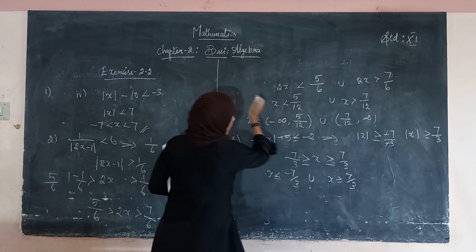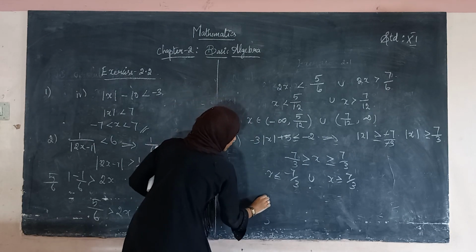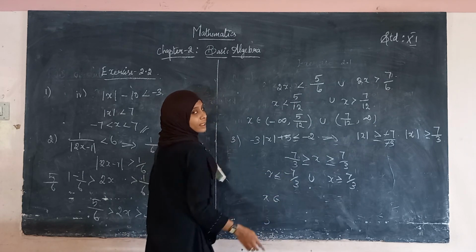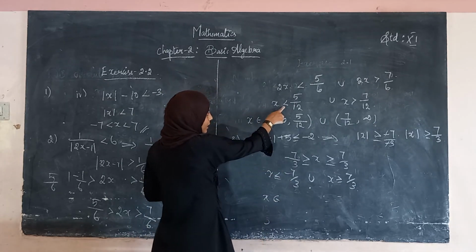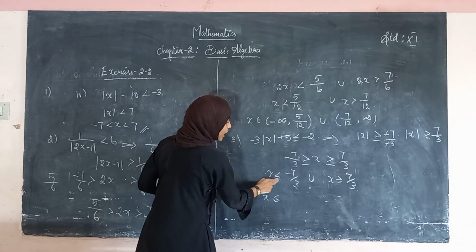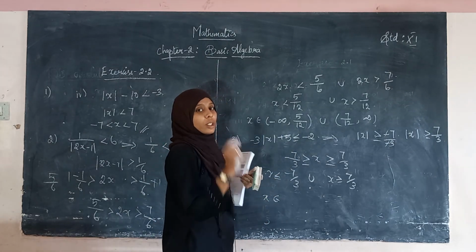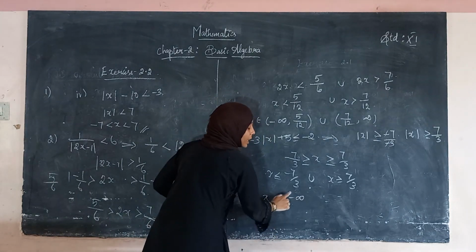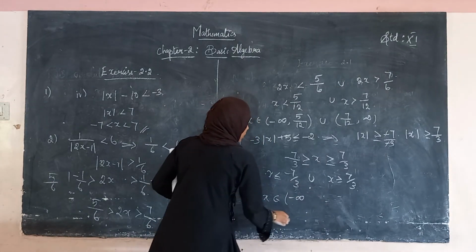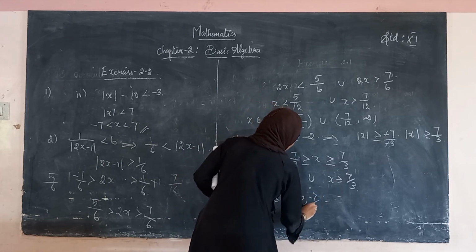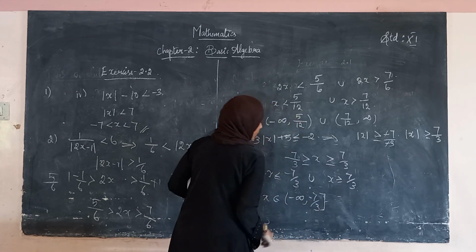As in the previous sum, we have to use this on the number line. X belongs to, x is less than or equal to minus 7 divided by 3. See here, earlier it was less than, therefore we used the open interval. Here it is less than or equal to, therefore we have to use the closed interval, that is from minus infinity. For infinity we have to use only the open interval. Open interval of minus infinity comma minus 7 by 3 is the closed one.